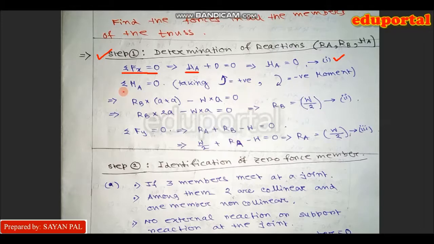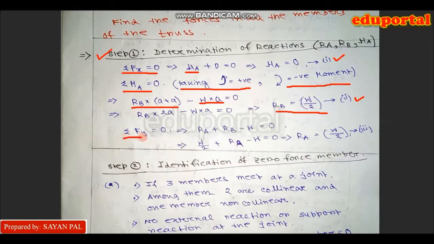The second equation is summation of moment about point A equal to 0. We assume anti-clockwise moment positive and clockwise moment negative. Doing this we get RB times A minus W times A equal to 0, and solving this we get RB, that is, the vertical reaction at B, is equal to W by 2.